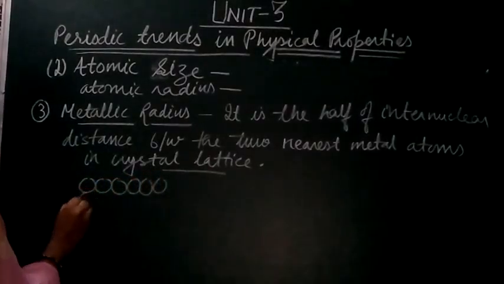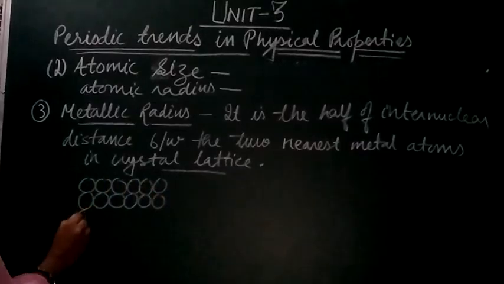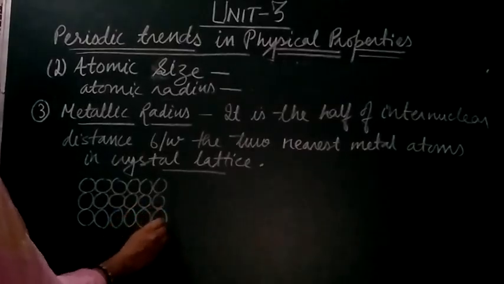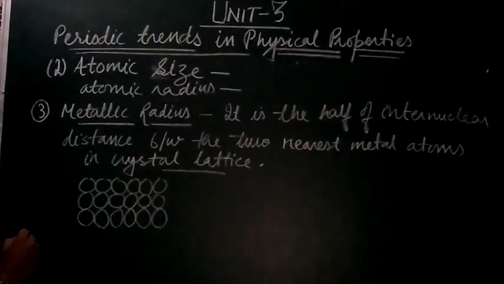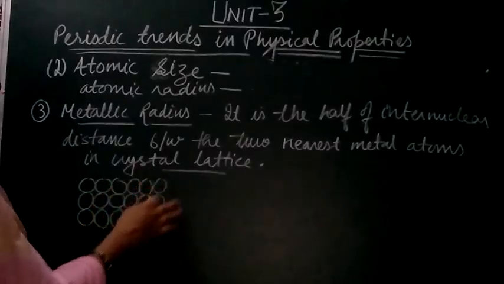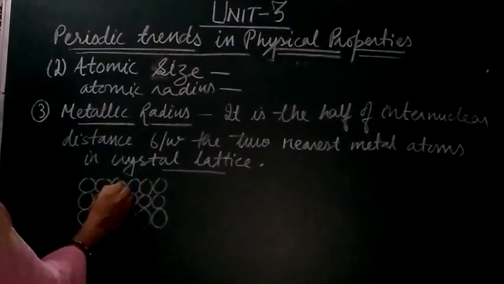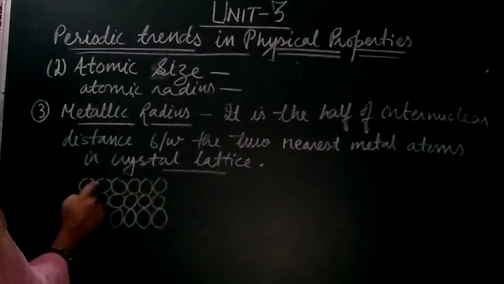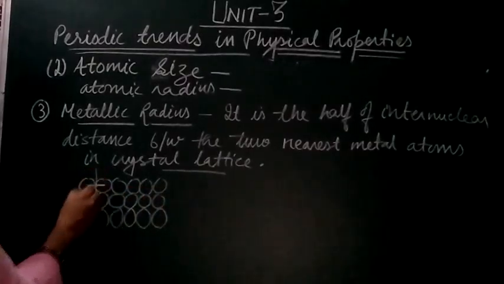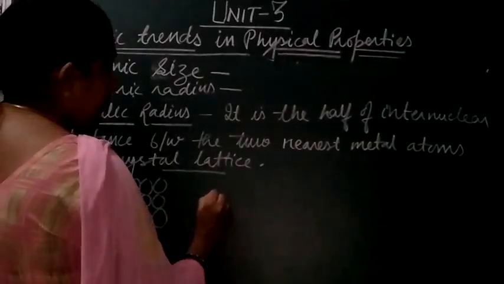So I'm just showing a pictorial representation where I am expressing on the board the two-dimensional representation of the crystal lattice, but actually it is a three-dimensional arrangement, right? But on the board it is possible at this moment to draw only the two-dimensional one. So here the two closest neighbors are these two, either these two or these two or these two, any of the two closest metal atoms. So we will take the internuclear distance, get it half, and we will get the metallic radius.